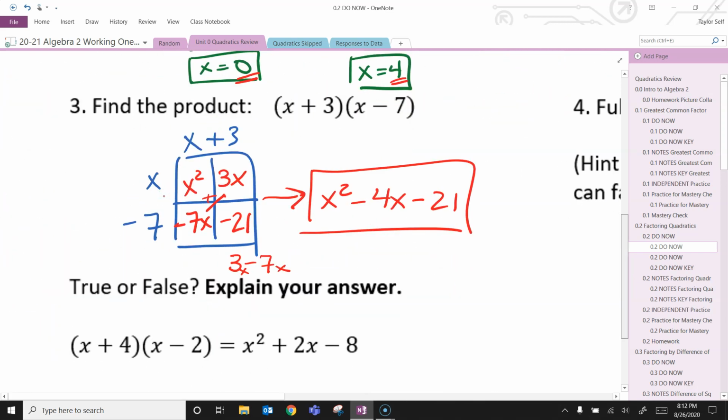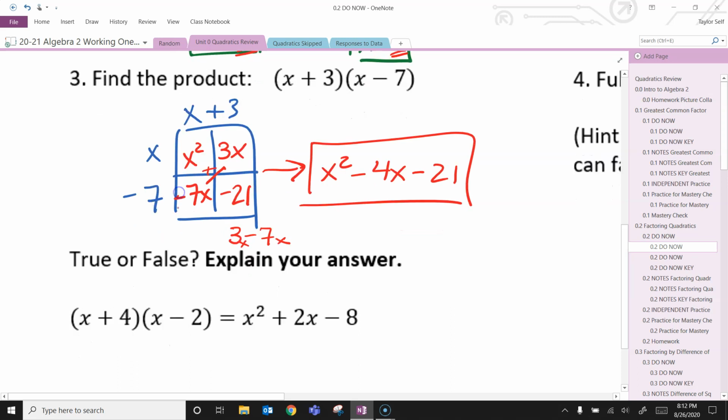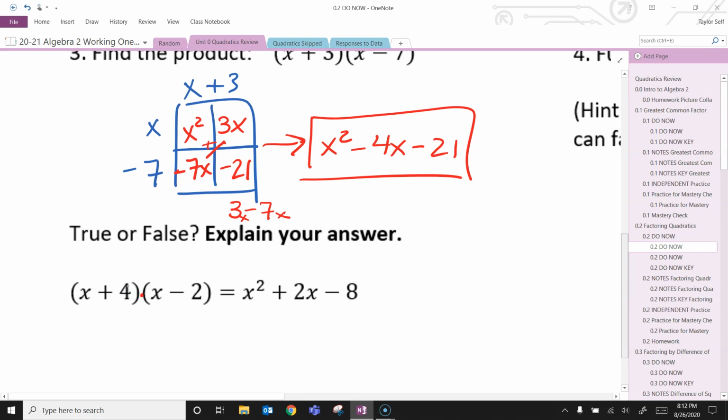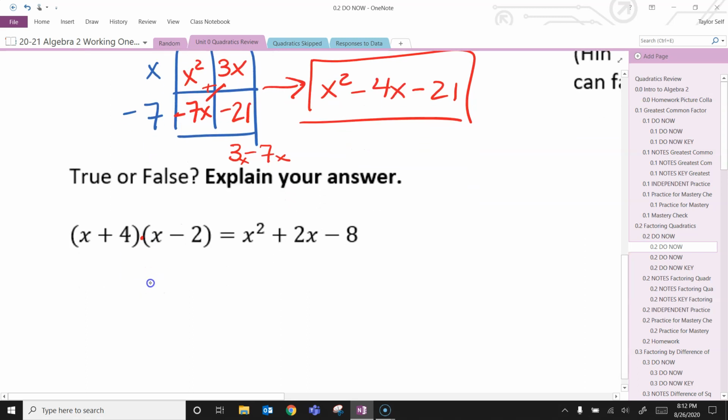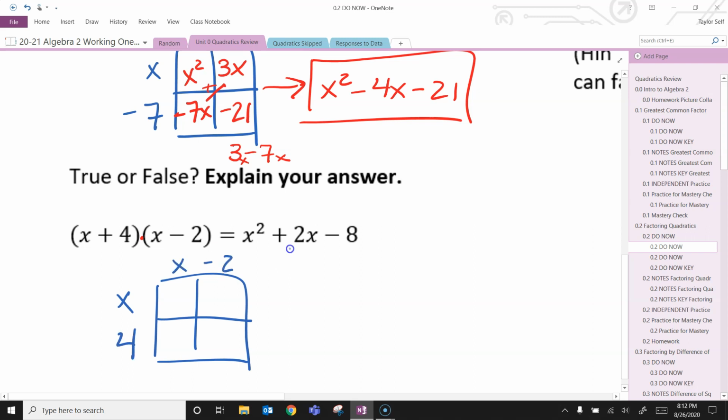And then we're going to go down here really quick. True or false? This side, x plus 4 times x minus 2 is equal to x squared plus 2x minus 8. How could we figure out if that was true or false? Multiply. Actually do the multiplication. So if you do the multiplication using the box, over here, do you get the same thing? And there's a reason we're practicing using the box so much. It's going to be important for today. So x plus 4, x minus 2, we get x squared, negative 2x, 4x, and then negative 8.